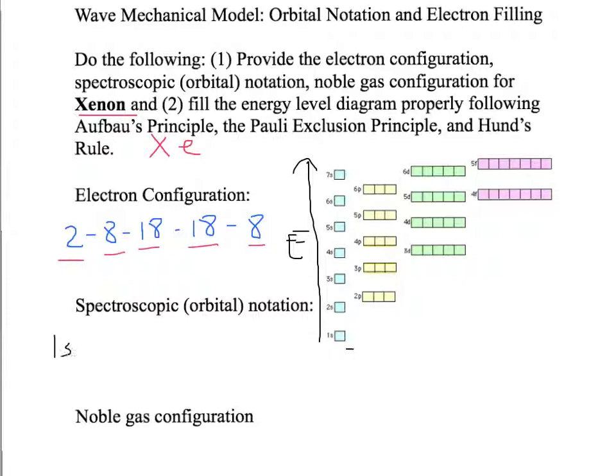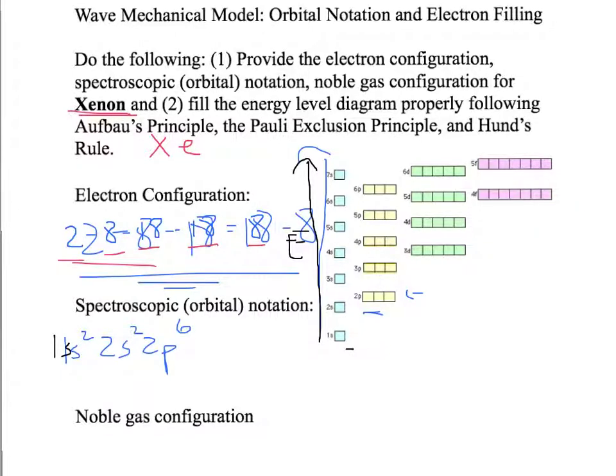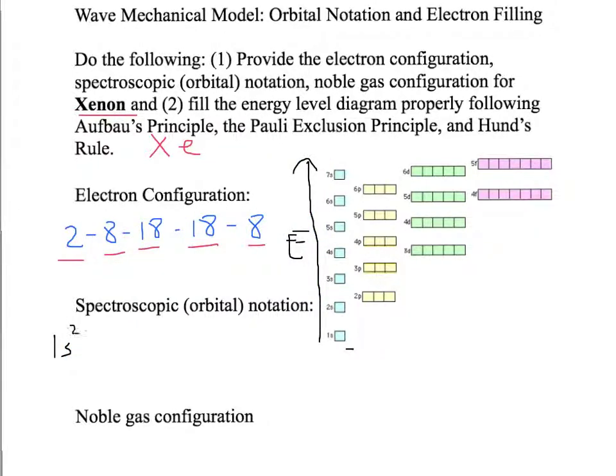So 1s, and every orbital holds 2 electrons. There's only one box, so that's going to be 1s2. We then hop to the next energy level, which has a total of 8 electrons. 2 of them are going to be in the 2s orbital. 6 of them are going to be in the 2p orbital. You can see that just by looking at the diagram right there.